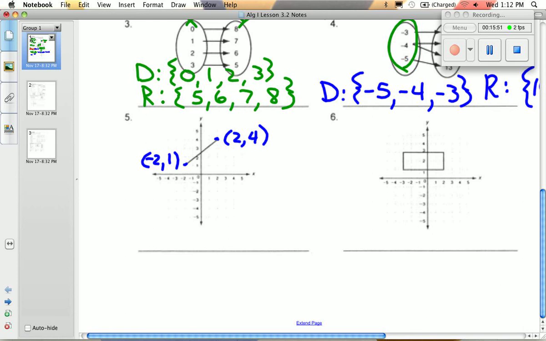How many ordered pairs does it have? Not just 2. An infinite number of them.